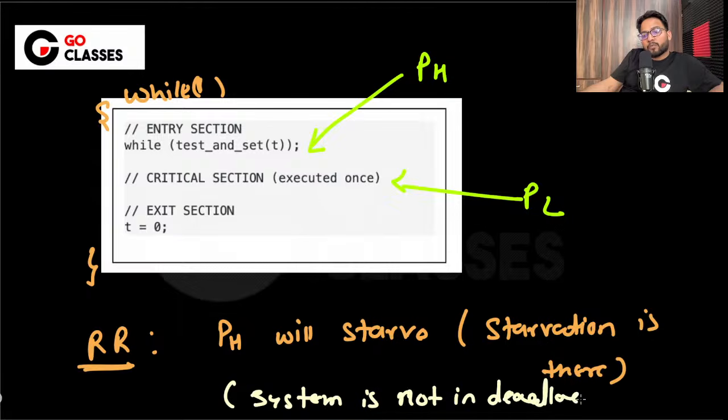But if it is while one, then starvation is there. In round robin, starvation is possible. Isn't it interesting? So bounded waiting is not there, because starvation is there. But yeah, consideration of this variation is also very interesting.